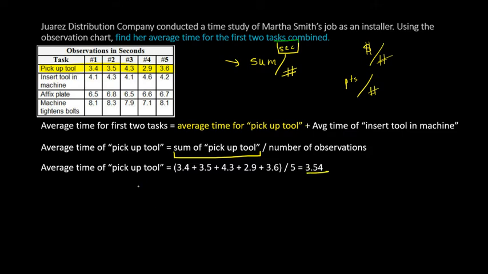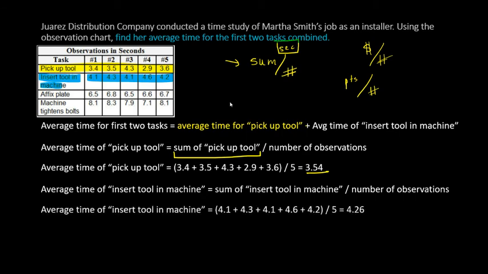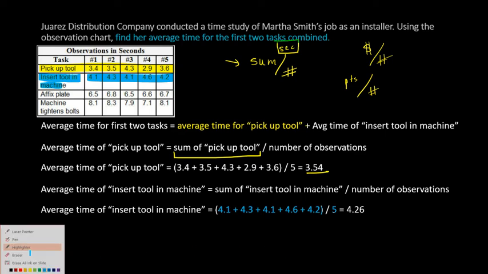Now let's get an average time for the second task. So her second task was inserting the tool into the machine. And just like before, we're going to find the average of those 5 times, and we'll do it the exact same way. So we're going to add up all of our seconds, right? It took her 4.1 seconds the first time, 4.3 the second time, etc. We add all of that up, and then we divide by 5 because there are 5 numbers represented there. And then we get 4.26 as her average for that task. So we have 3.54 average for the first task, 4.26 for the second.